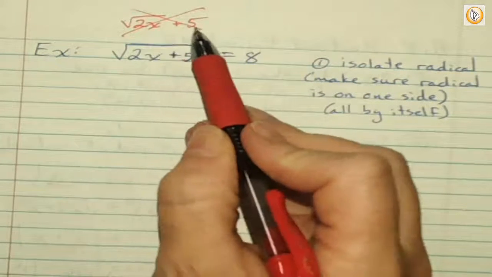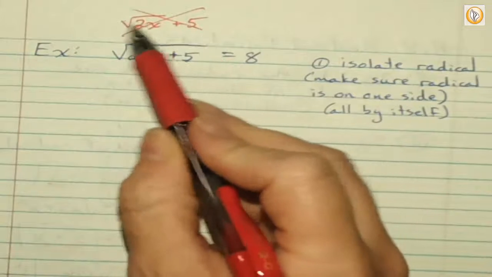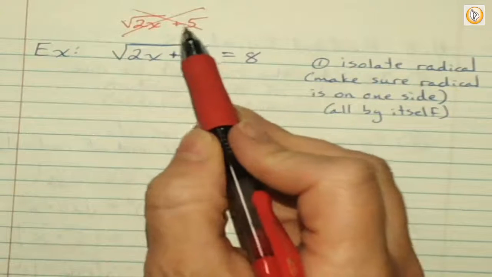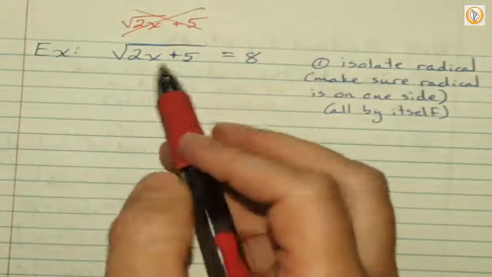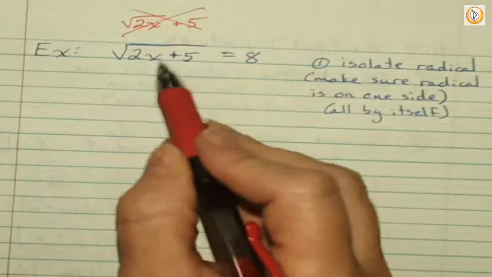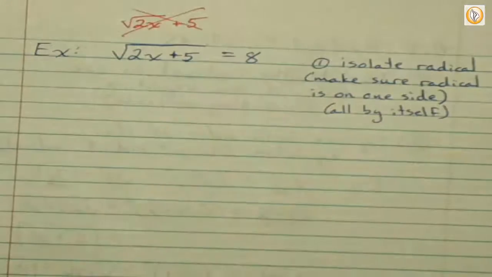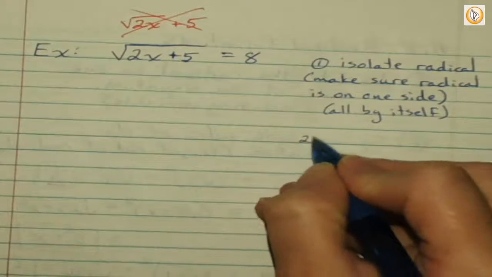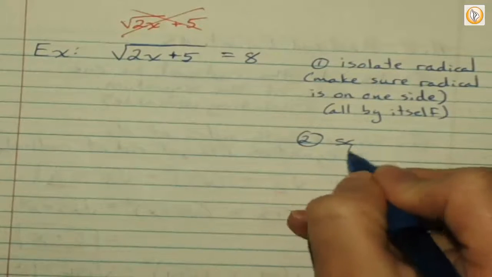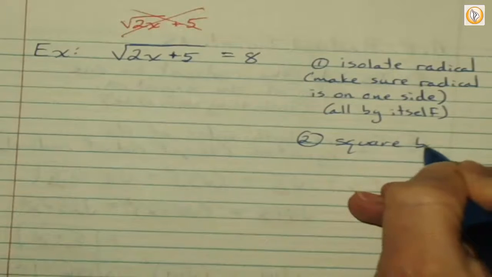So, anyway, if your problem looked like this one right here, the radical would not be by itself because you have that 5 there. And we're going to have to get rid of the 5. But in this case, the radical is all by itself. So step 1 is complete. Then step 2 says to square both sides.